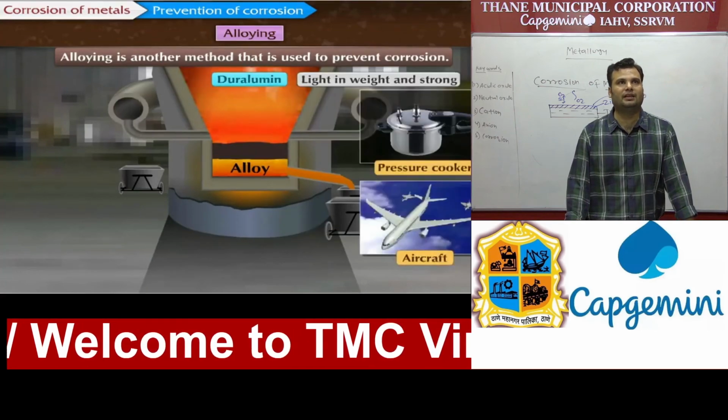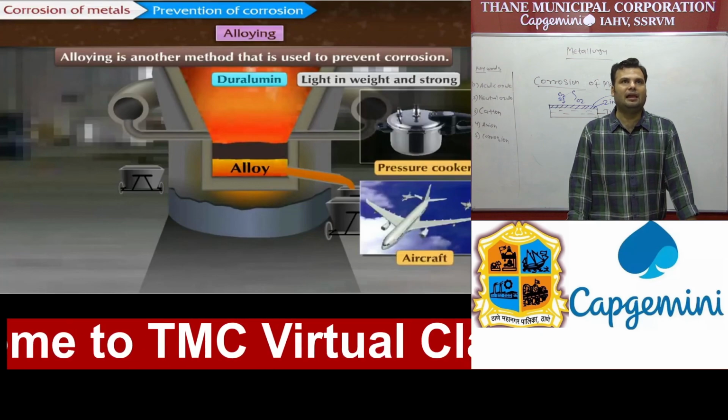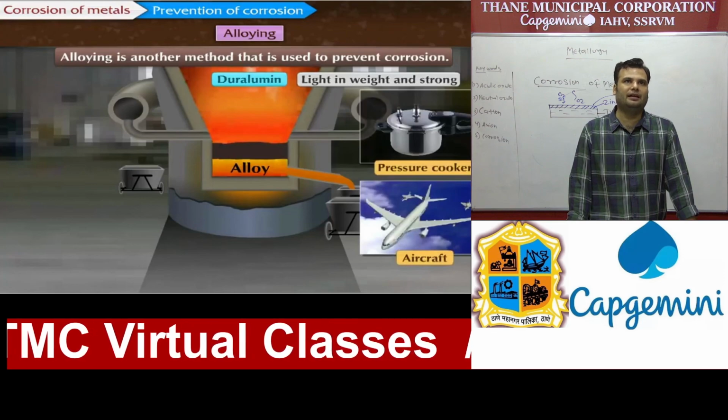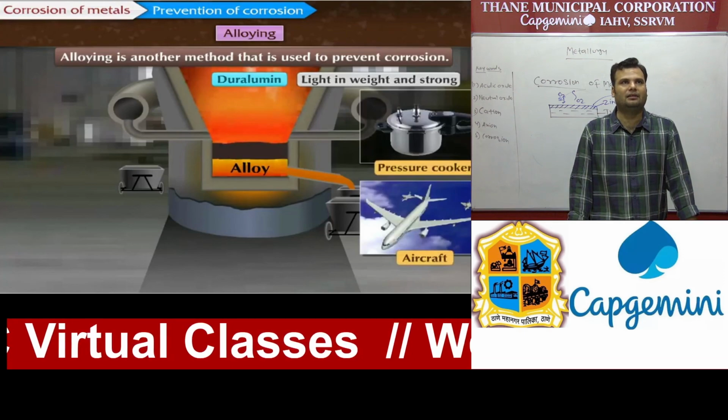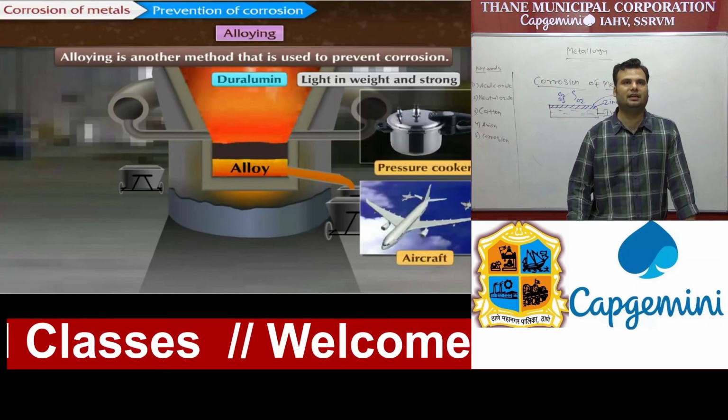Like a pressure cooker, it contains beryllium. Again, it is an alloy, light in weight and strong. In your home, the handles of the pressure cooker are made of this, like beryllium, and aircraft is also made of beryllium. So again, it is an alloy.